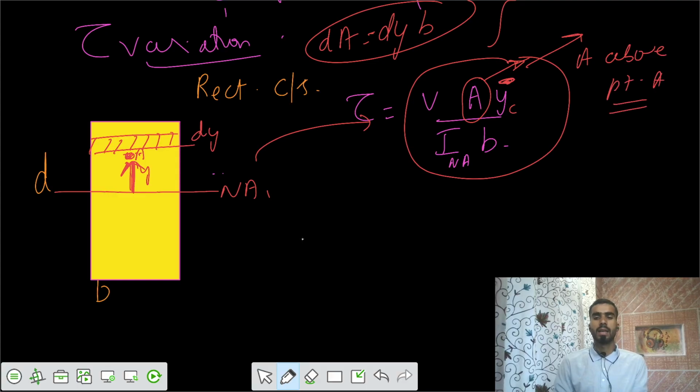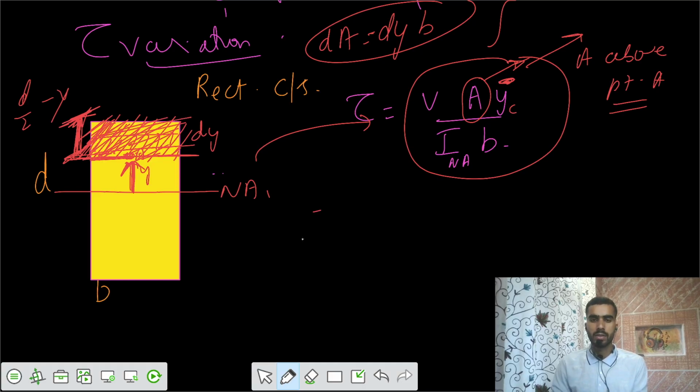Now we can take that directly because your section is a constant section. There is no change in the section. So we can directly say it's a rectangle. So I would say this depth is d by 2 minus y. Can I say this depth is d by 2 minus y? So I want to take this area above that point A. So we got V, and the area above that point A equals b times d by 2 minus y. So we got the area.